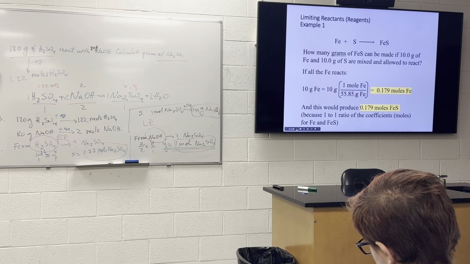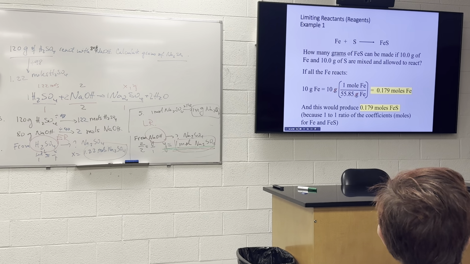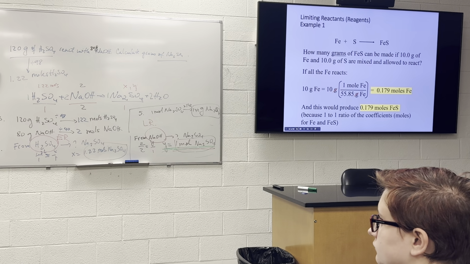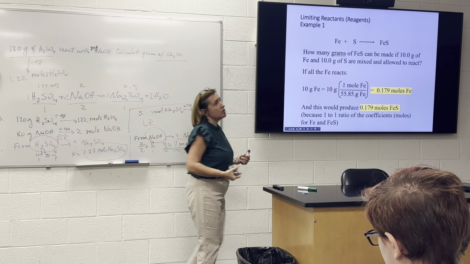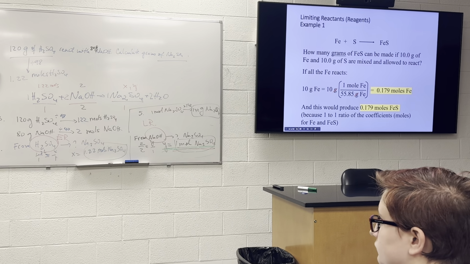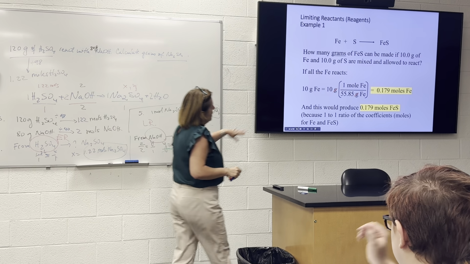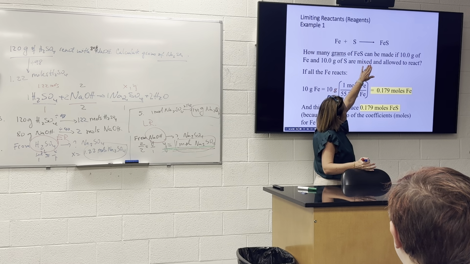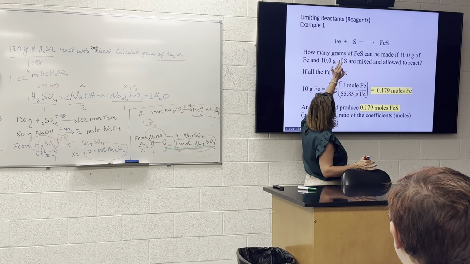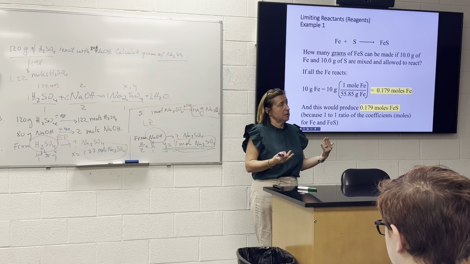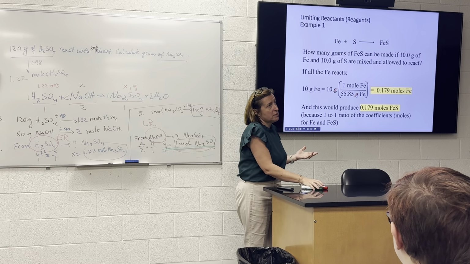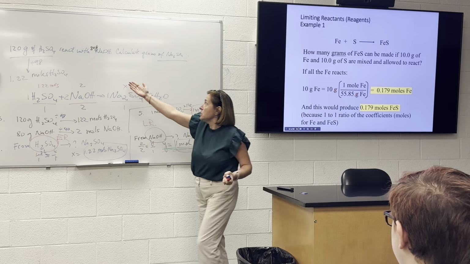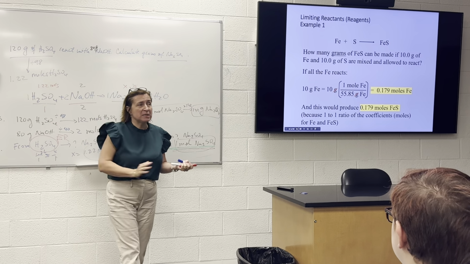All right, let's see. So this is another limiting reagent problem, and I want you to look at it. Iron and sulfur make iron sulfide. This is very simple, easier than what we did so far. The problem says, how many grams of iron sulfide can be made if 10 grams of iron and 10 grams of sulfur are mixed and are reacted? They chose 10 and 10 out of choice, not because it has to be the same number. Look, in this case, you had 80 and 120. It doesn't have to be the same number.